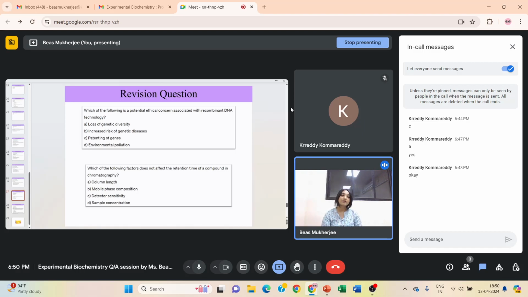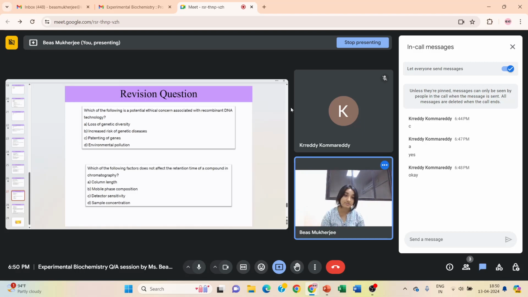Okay, let's look at the first question. Which of the following is a potential ethical concern associated with recombinant DNA technology? So, your option A is loss of genetic diversity. That is definitely not the case. And then there is increased risk of genetic diseases. So, we are doing RDT so that we can decrease the risk of genetic diseases. So, this too cannot be the right answer.